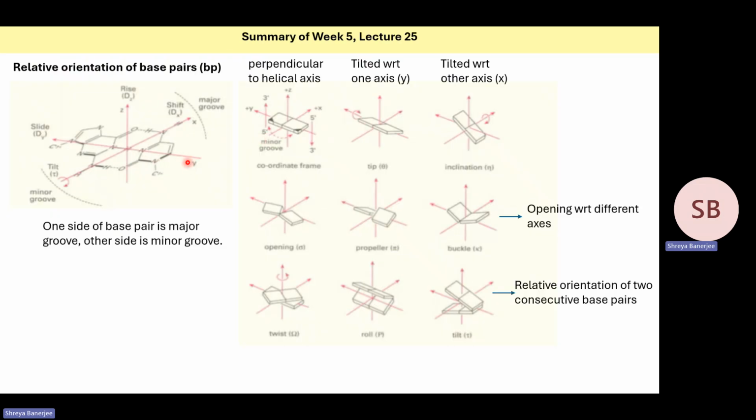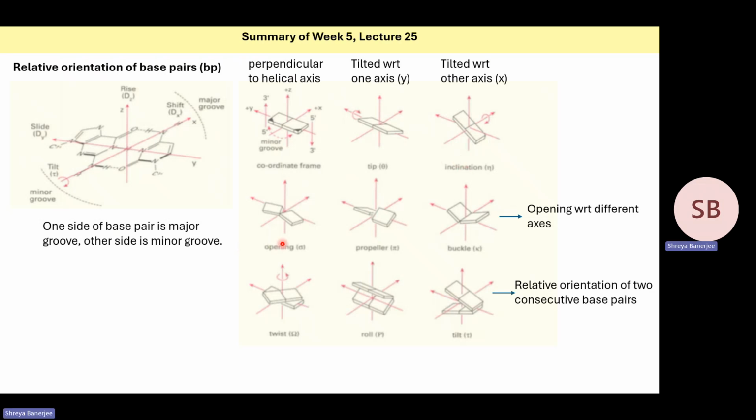And finally, even the base pairs have different orientation. So here the base pair is shown. Now, the base pairs open up in two directions. In one direction, you have a minor groove, and in the other direction, you have the major groove. Here you can imagine the base pair being perpendicular to the helical z-axis, or the base pair can be tilted with respect to the y-axis, or the base pair can be tilted with respect to the x-axis. Each of these have different names like coordinate frame, tip, or inclination.